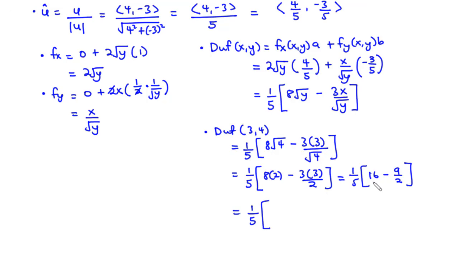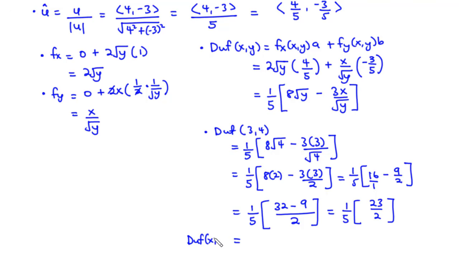So we have the LCM to be 2. 2 divided by 1 is 2. 2 times 16 is 32, minus 2 divided by 2 is 1. 1 times 9 is 9. So this is basically equal to 1 over 5 on the outside times, now 32 minus 9 is 23. So 23 divided by 2, and thus we have Du f of xy at 3, 4 to be equal to 23 over 10.